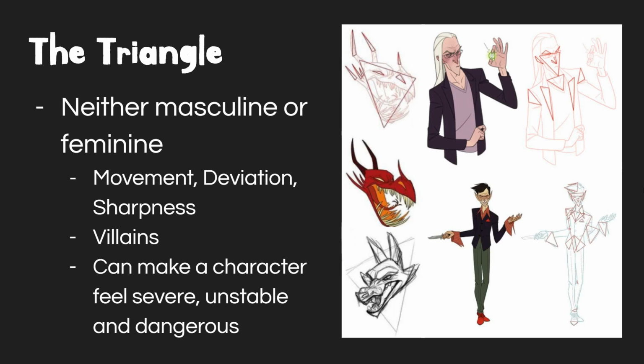Lastly, we have the triangle, and the triangle is neither masculine nor feminine. It represents movement and deviation and sharpness. The more extreme the angle, the greater the effect. For example, villains are commonly designed with severe angles because those angles make the character feel far separated from masculine, feminine, or heroic traits. The deviation from an ideal or a comfortable personality. In contrast to blocky or circular shapes, triangular shapes can make a character feel severe, unstable, and dangerous.